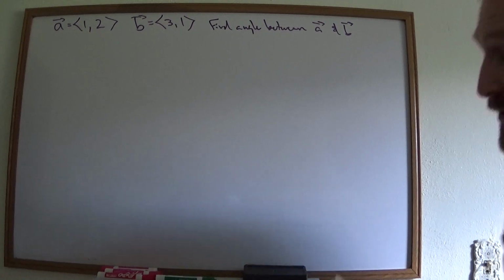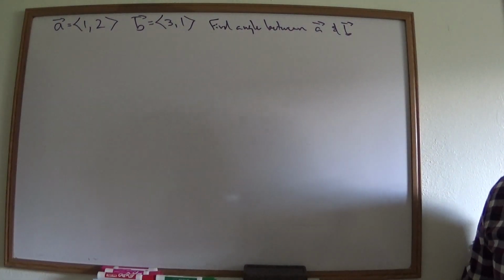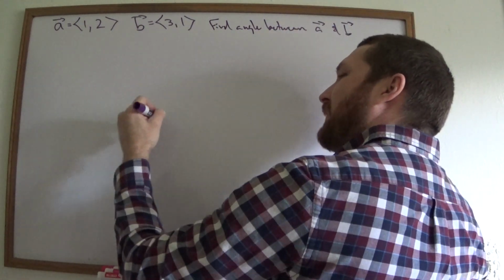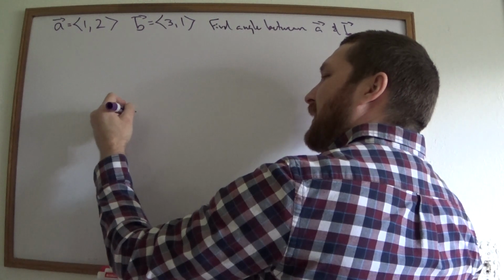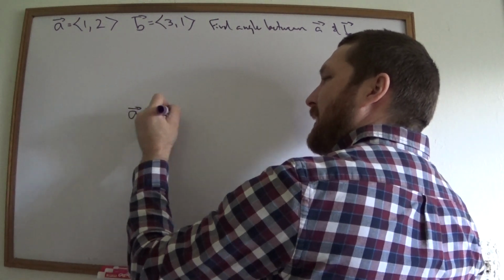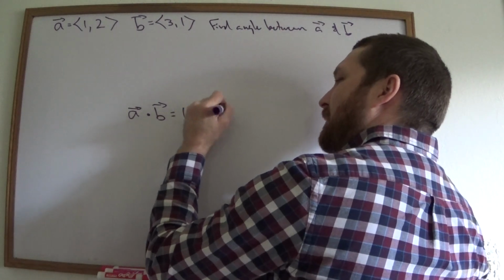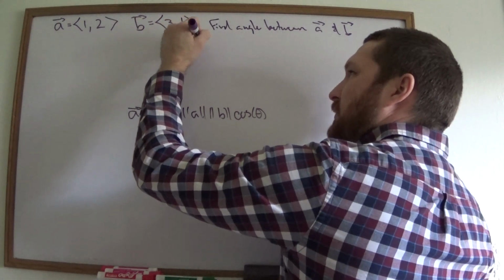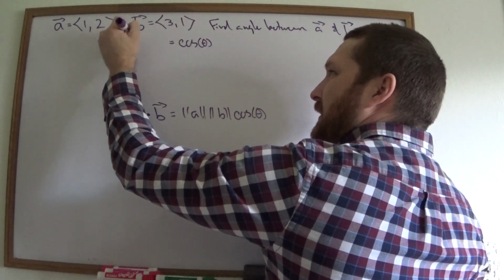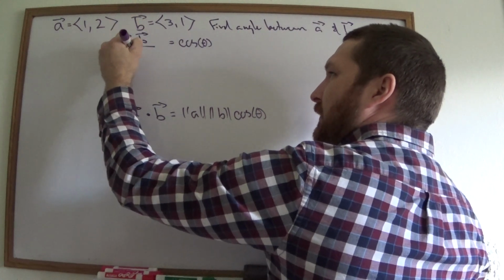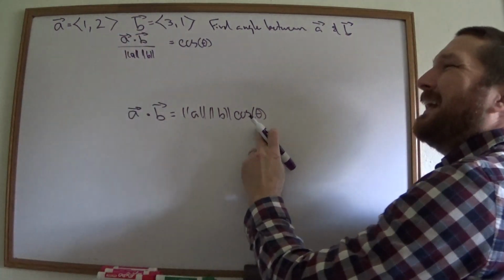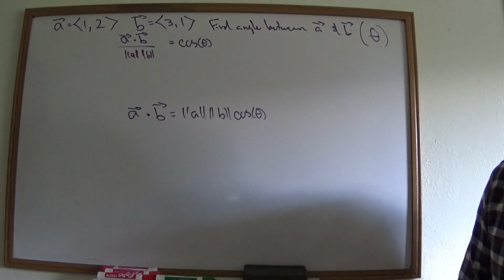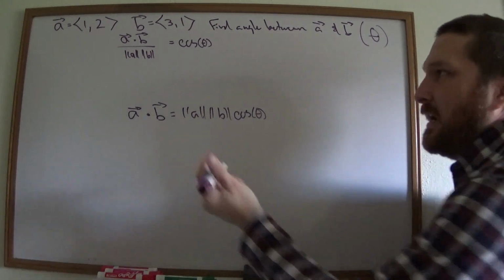So first off, let's do the easy way first. The easy way is to use this fact. I'm going to write it down here: A dot B is equal to the magnitude of A times the magnitude of B times cosine theta. Therefore, cosine theta is equal to A dot B over the magnitude of A times the magnitude of B, understanding that theta is the angle between them. We're going to find that angle.